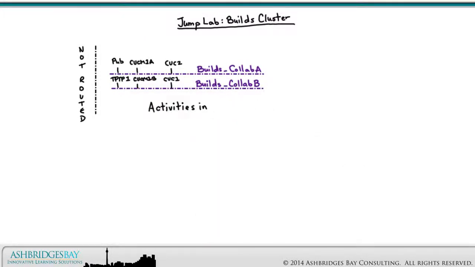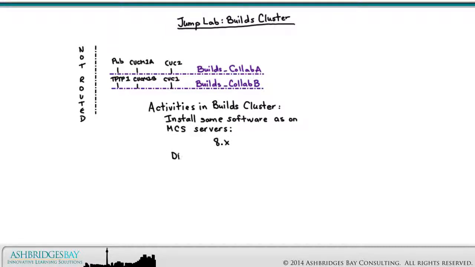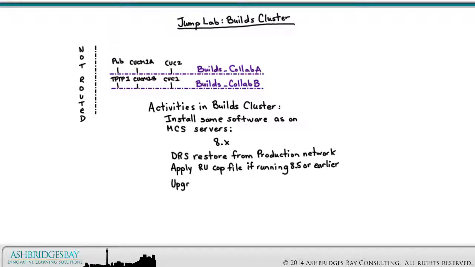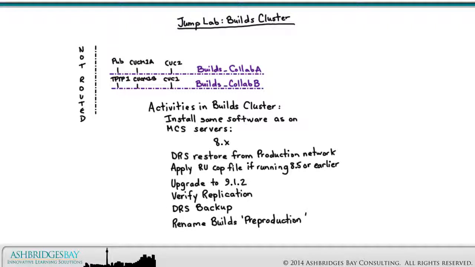For an upgrade and virtualization from 8.x, the activities in our Builds cluster are: install the same 8.x software as in the production cluster. DRS restore to migrate the production cluster configuration to the Builds cluster. Apply the refresh upgrade COP file if the software is earlier than 8.6. Upgrade the Builds cluster to 9.1.2. Verify replication. Do a DRS backup on the Builds cluster and rename the Builds cluster PreProduction and proceed to the cutover stage.